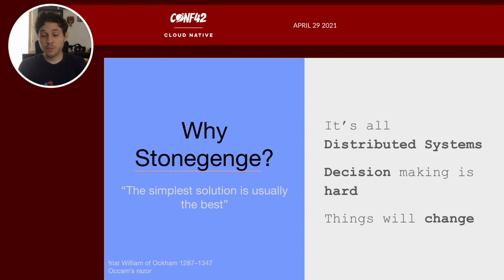So in the end, everything is just distributed systems. Decision making is hard and things will change. So this is another option in your toolset.